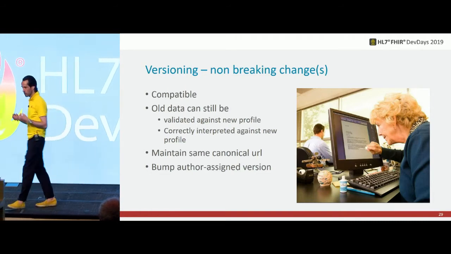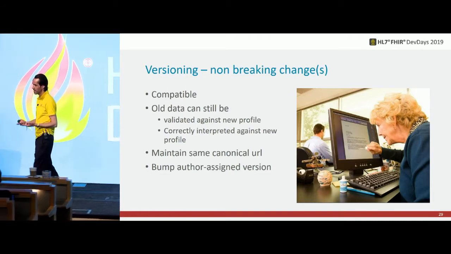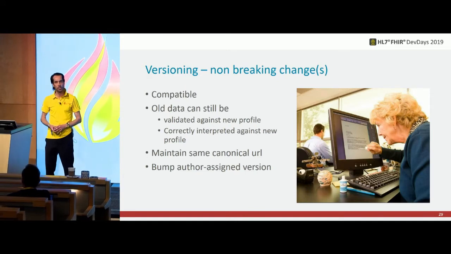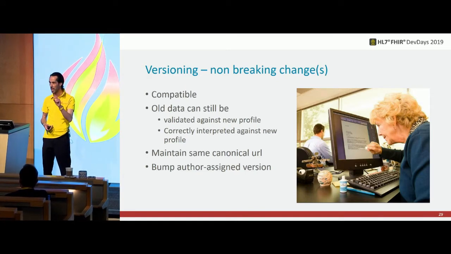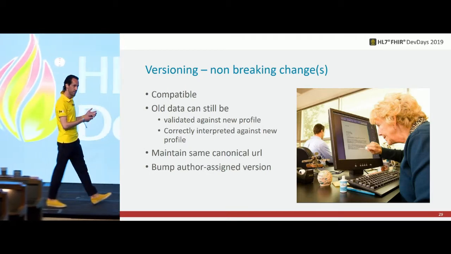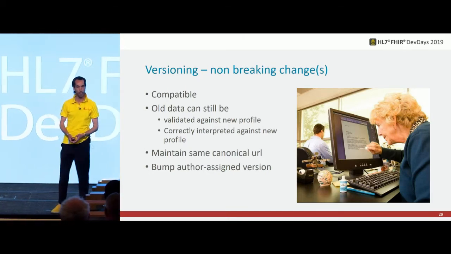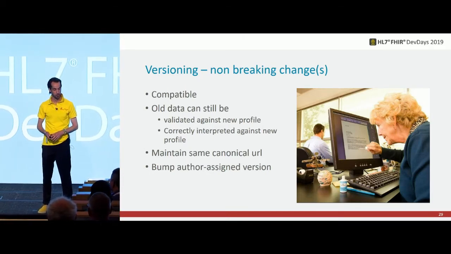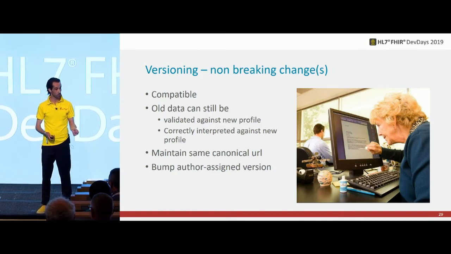Well, it kind of depends. Only you as an author know that. Not everything. Well, 90% you can express in a computable way, but there's always this behavioral stuff that maybe you can express. So you as an author decide what is a breaking change. And if all existing data still validates through your new profile, then it's not a breaking change. And then you can maintain the same canonical URL.